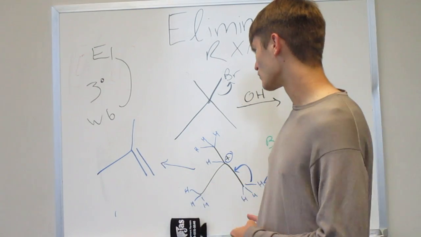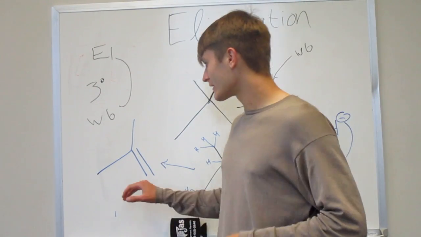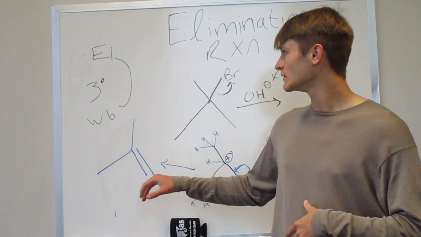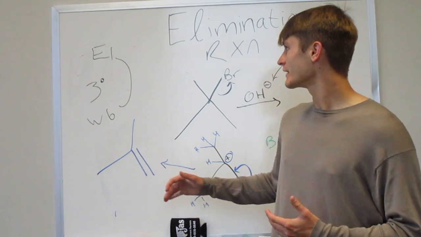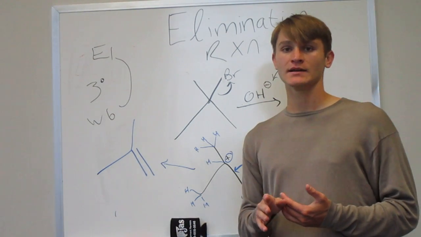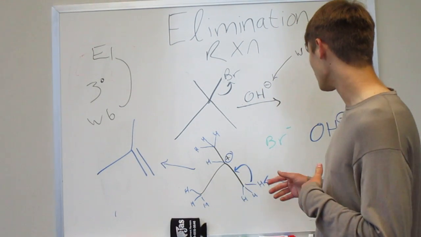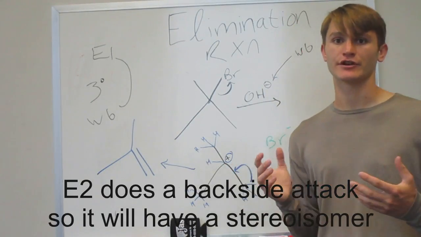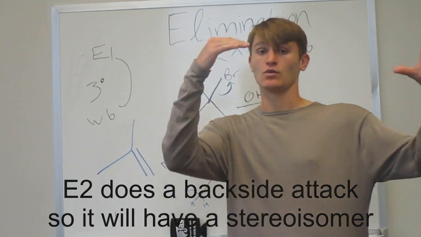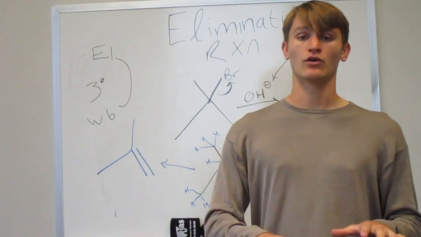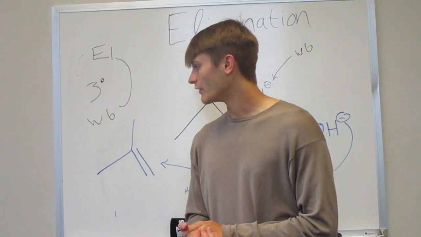And another thing I forgot to mention, but in E2 reactions, it can attach from the backside. So you're also going to have to put the stereochemistry. You're going to have to put one product wedged and one product dashed. I forgot to add that. I'm going to put that on as a note or side piece, but that's also pretty important.